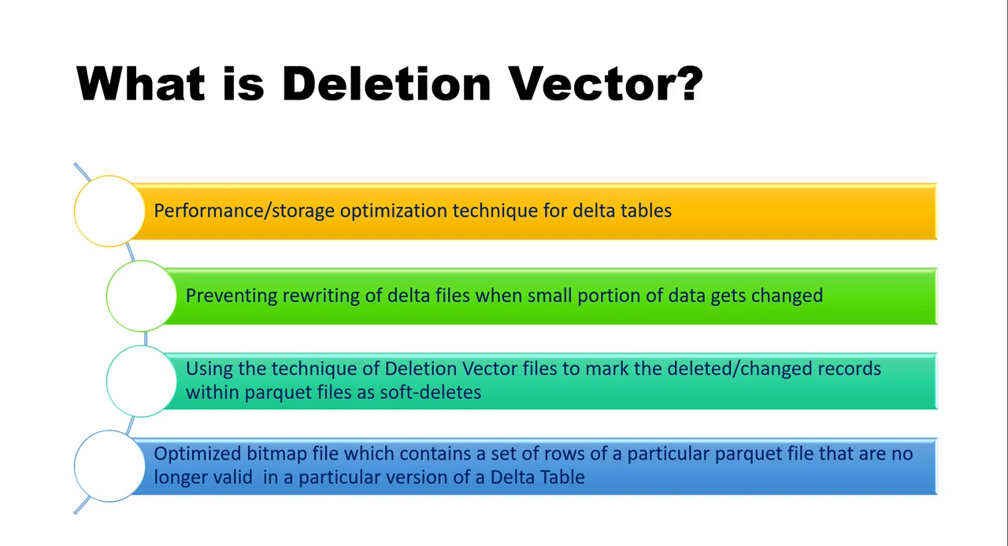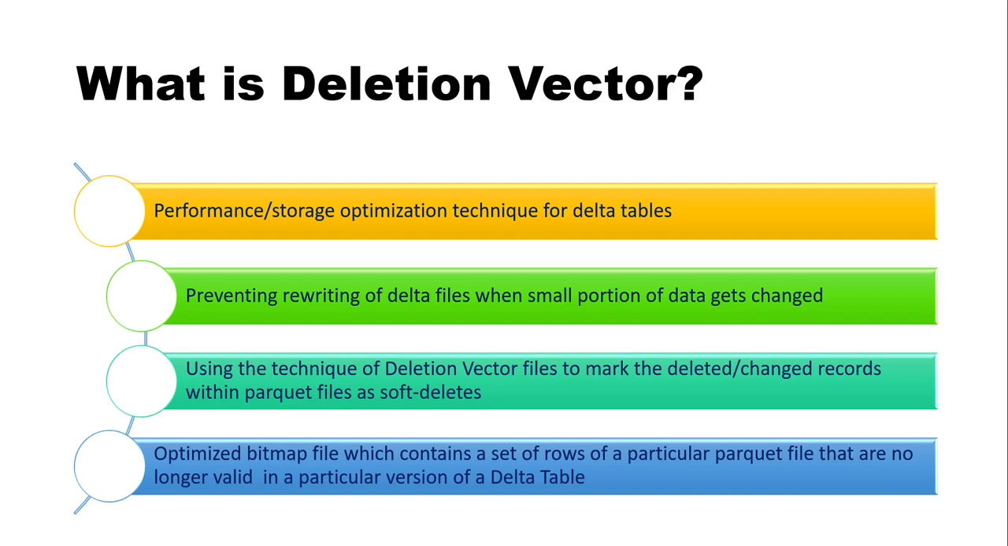And while reading, it might add little overhead because earlier it will simply refer only the JSON log file. But coming to deletion vector, it will refer to a number of deletion vector files also. It might add little overhead to the performance while reading, but compared to the gain that we are getting from this overall process, that overhead is negligible, right?